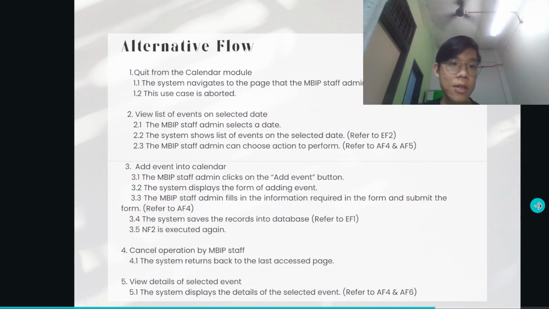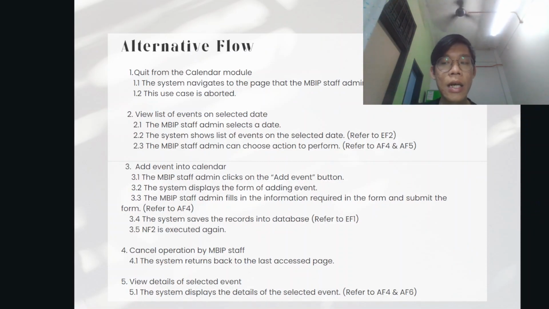And here are some of the alternative flows implemented in our use case, which is quit from the calendar module. The system navigates to the page that the MBIP staff wishes to access. This use case is aborted once the system admin has finished implementing any amendment they wish towards the calendar itself.